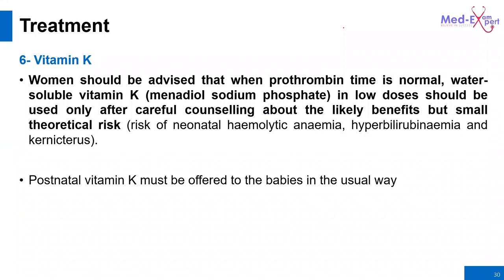Actually, in clinical practice, it is rare to find that vitamin K can cause neonatal hemolytic anemia, hyperbilirubinemia, and kernicterus. Actually, this is vitamin K toxicity in preterm babies. Giving vitamin K in large doses can affect the RBCs of the fetus or the baby and lead to neonatal hemolytic anemia, hyperbilirubinemia, and kernicterus. Also, high doses of vitamin K may lead to an increase in the bilirubin level, but this is a theoretical risk because we need very large doses of vitamin K to cause this toxicity.